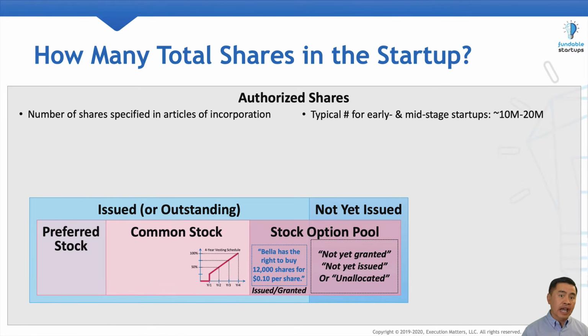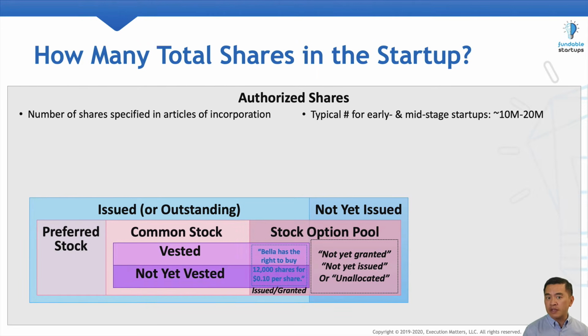Stock options typically have a 4-year vesting schedule. We cover stock vesting schedules in another YouTube video, so we won't get into the details here. At any given point in time, there will be some portion of the options granted that have vested, which of course means some options will not have vested.